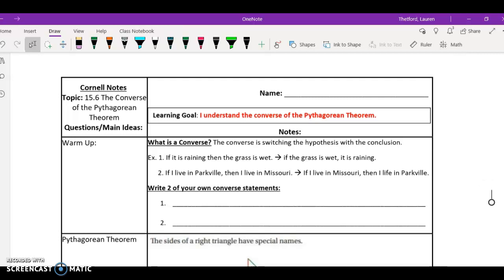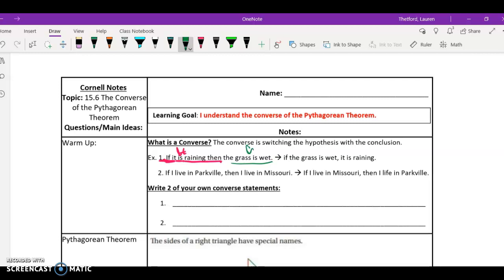And so we're doing 15.6, which is the converse of the Pythagorean theorem. And so what is a converse? A converse is switching the hypothesis with the conclusion. So just like in science class, when you have a hypothesis, the same thing as in math class. And so, for example, if it is raining, then the grass is wet. So this first statement is our hypothesis, and then our second statement is our conclusion.